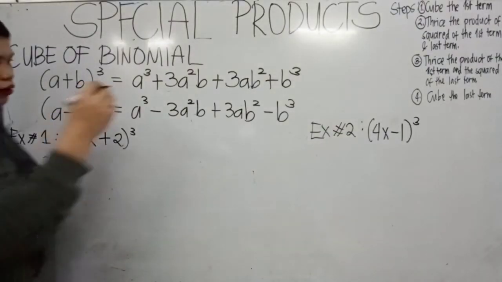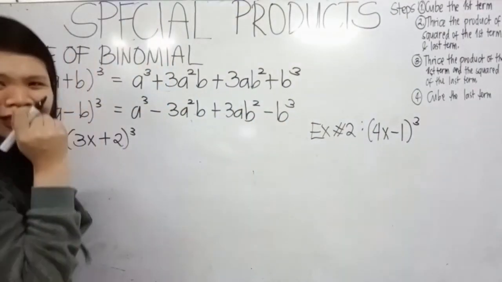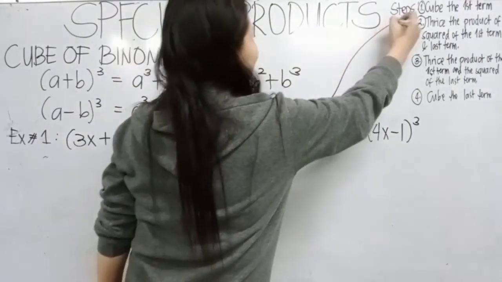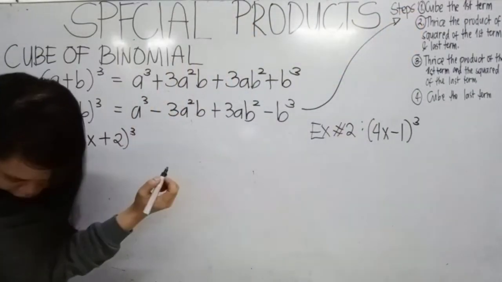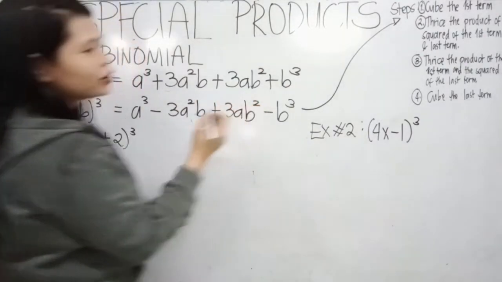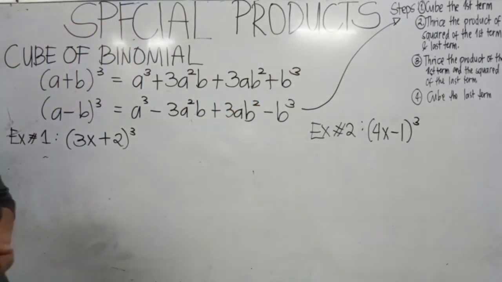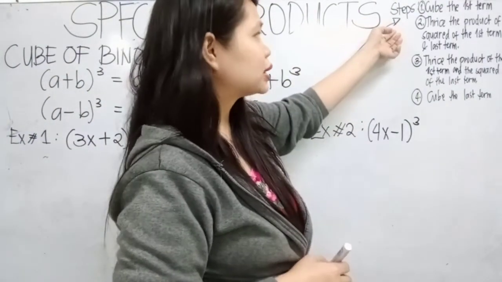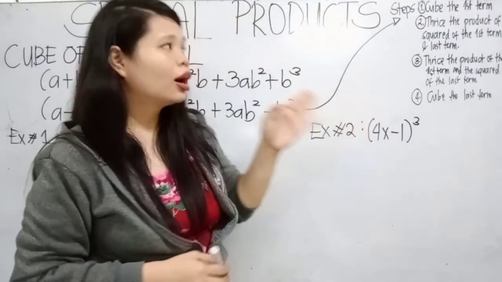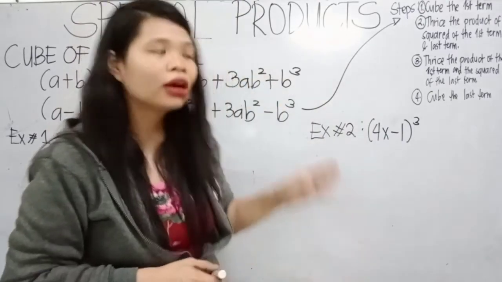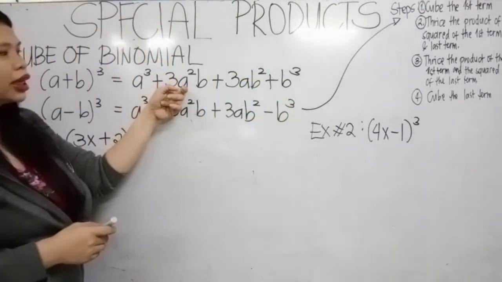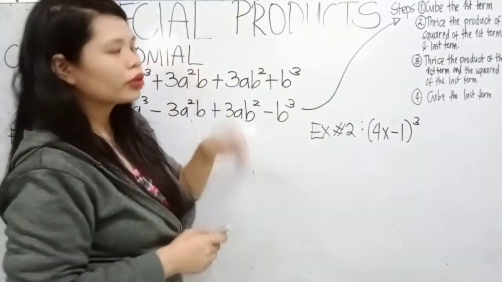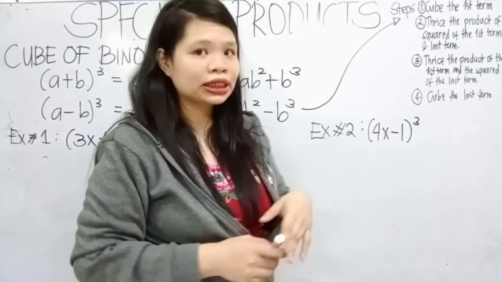Then, we have steps to follow. So may apat po tayong step to follow. Number 1 is cube the first term. Next is raise the product of squared of the first term. So i-squared muna po natin yung first term. Then, we're going to multiply it to the last term.